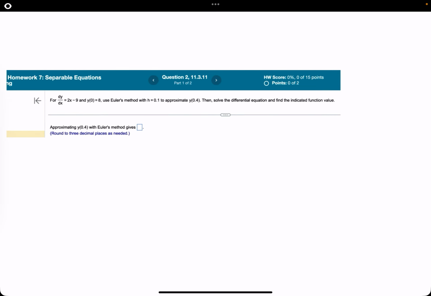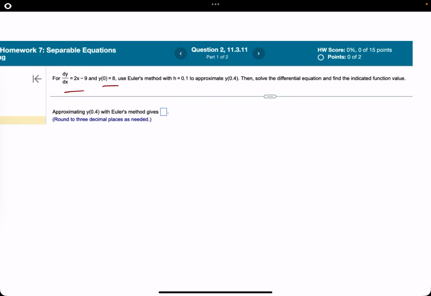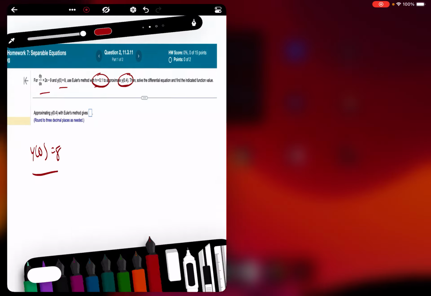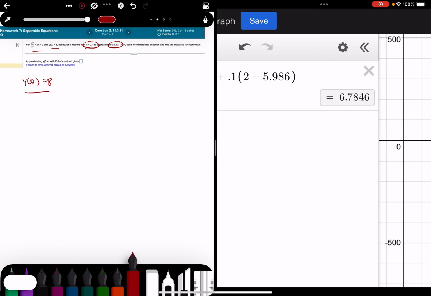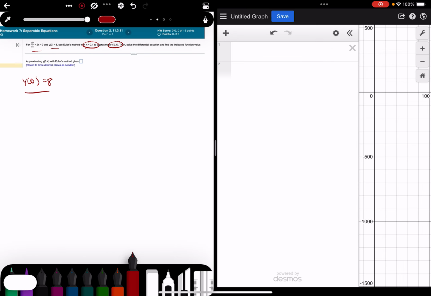Number 2, once again, Euler's method, dy over dx, initial value, step size, y of 0.4. Okay, so y of 0 is equal to 8. And we're approximating with step sizes of 0.1 to approximate y of 0.4. So we're going to do 4 iterations. Let's do it all in Desmos because I don't want to write it out.